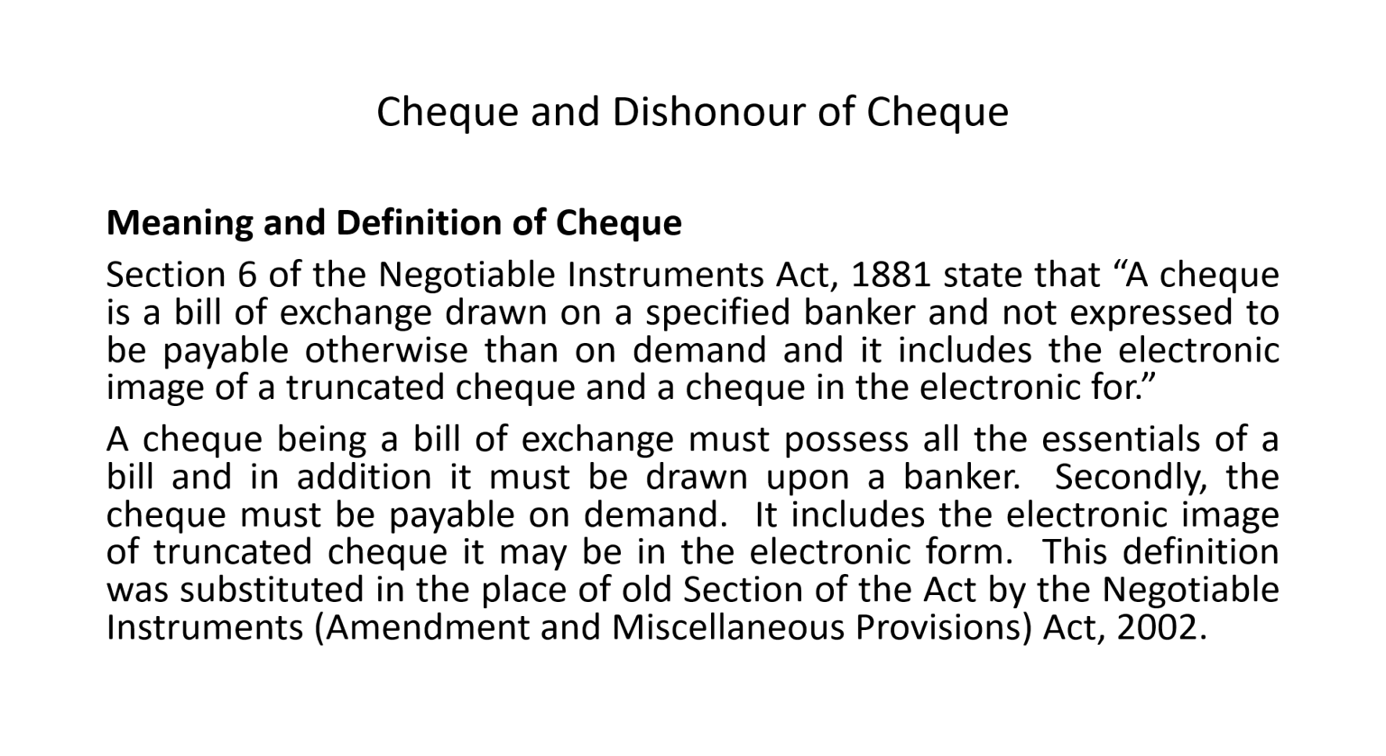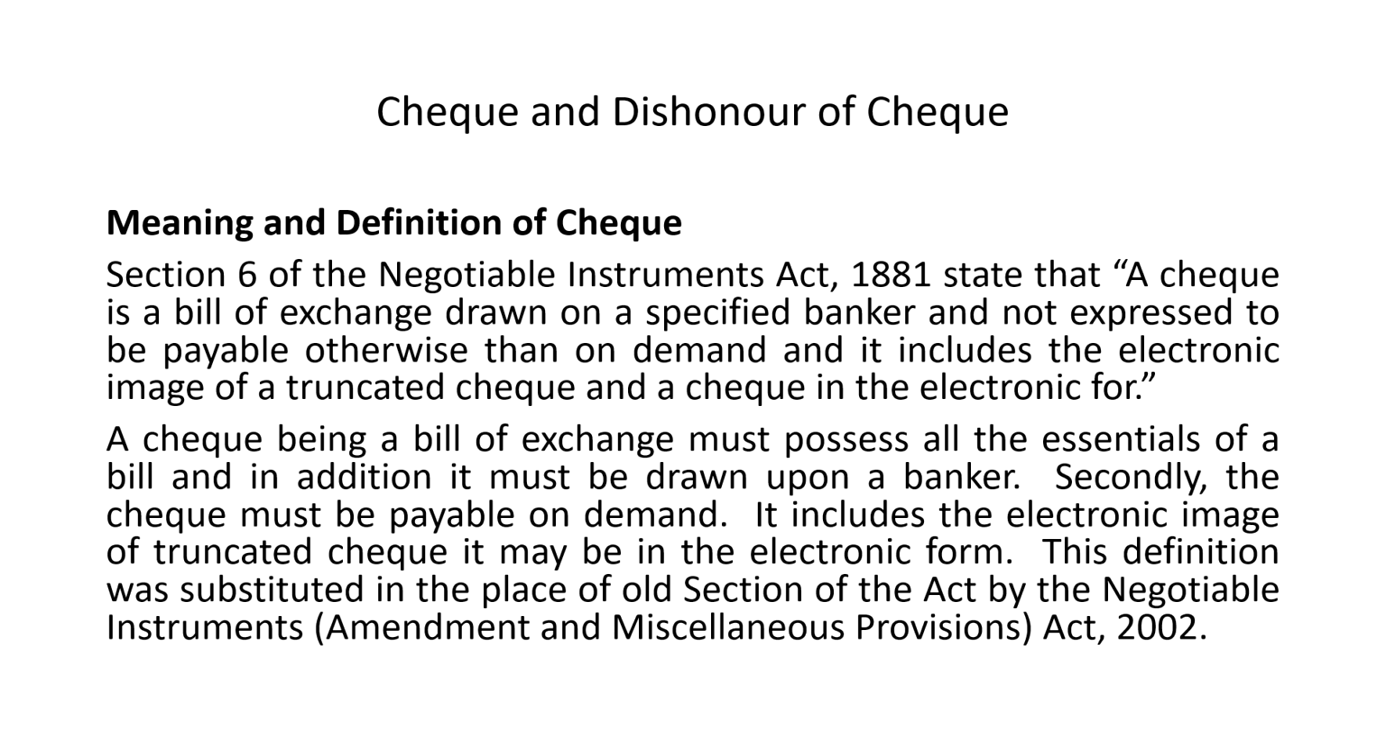So, section 6 of the Negotiable Instruments Act 1881 states that a check is a bill of exchange drawn on a specified banker and not expressed to be payable otherwise than on demand, and it includes the electronic image of a truncated check and a check in the electronic form. So, in both the circumstances we find that not only is it available in the traditional modes, but now it is also incorporated under the definition of check, that is, electronic forms or the truncated check are part of the definition.